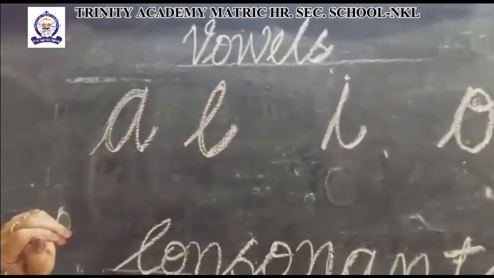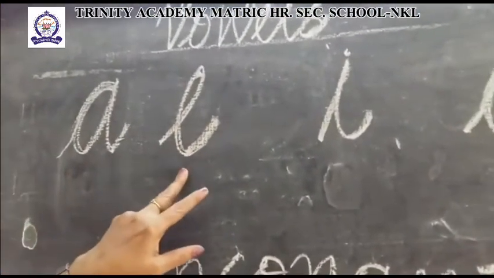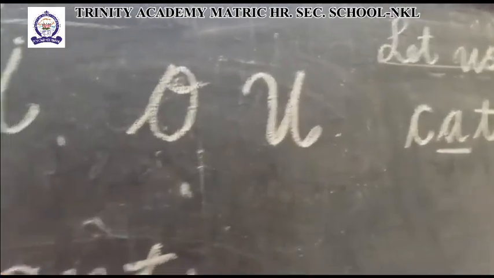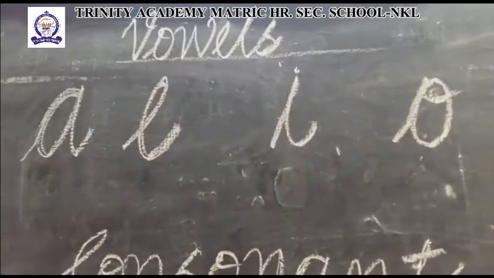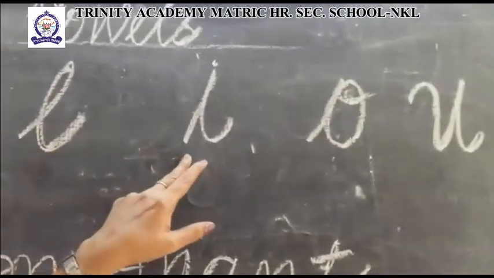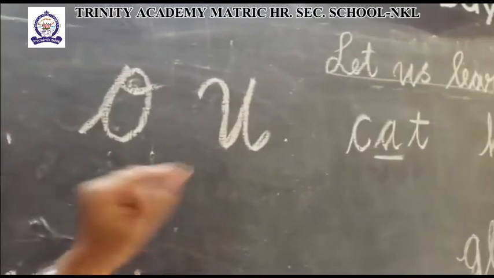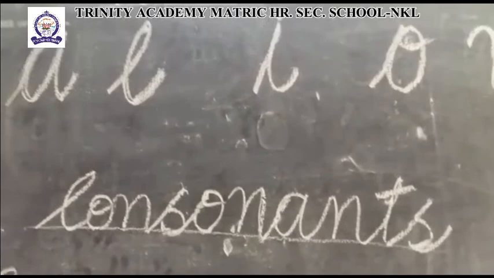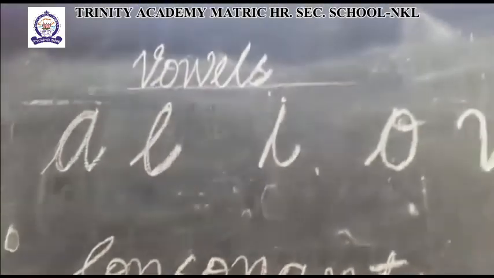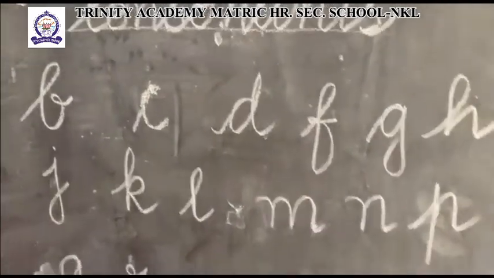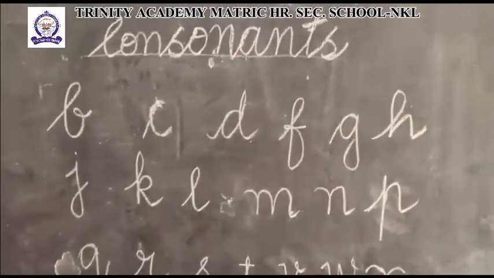A, E, I, O, U are vowels. What are vowels? A, E, I, O, U are vowels. All letters other than vowels are called consonants.